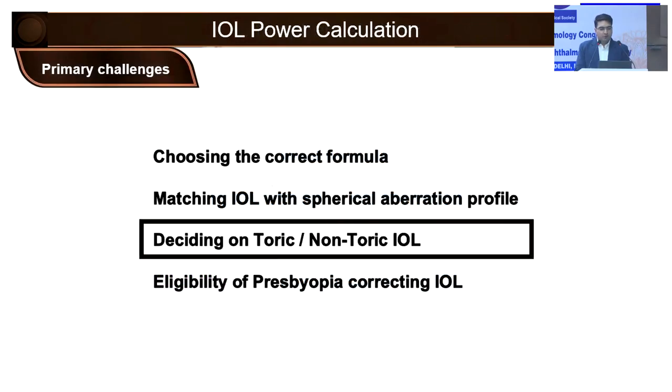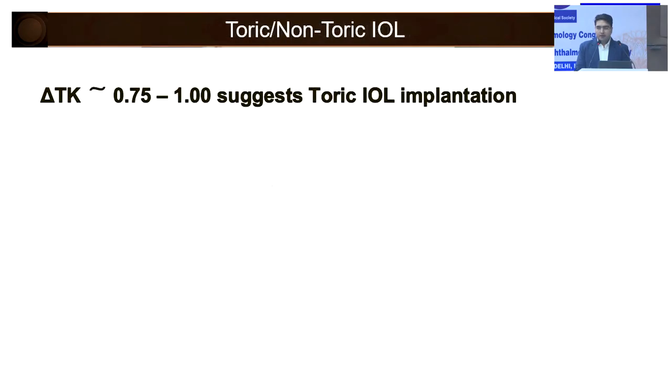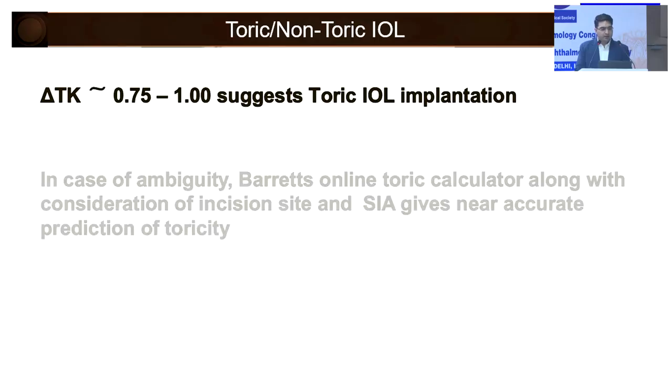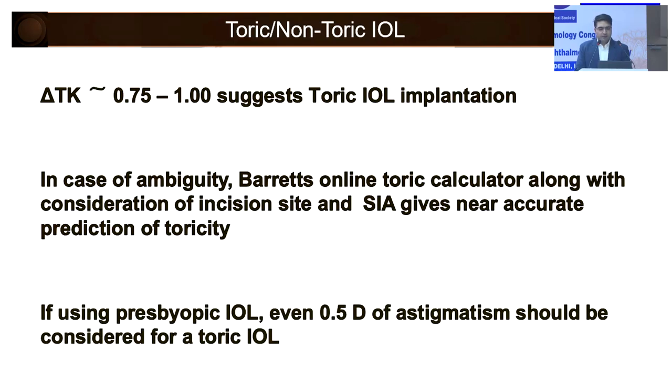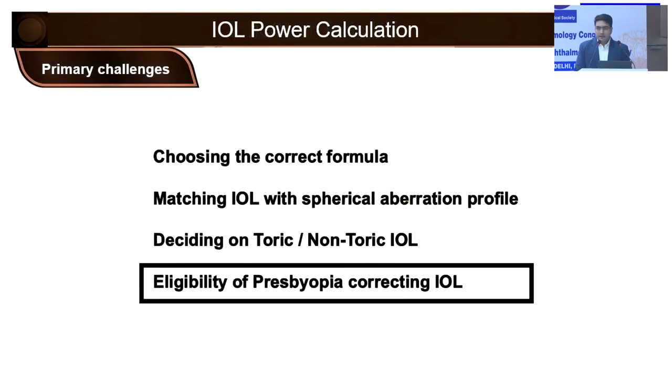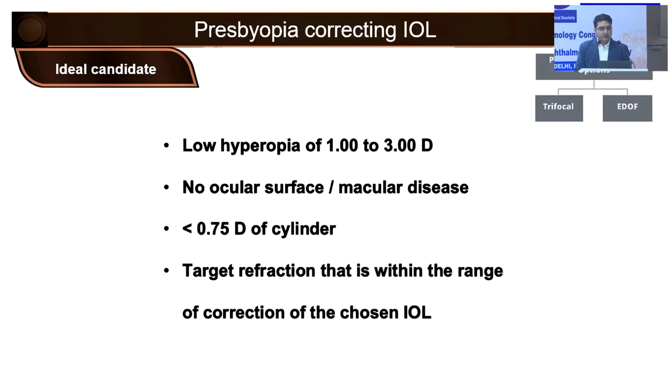Deciding on the toricity or non-toricity of the IOL: if the delta TK is 0.75 to 1, it suggests toric IOL implantation. In case of any ambiguity in day-to-day practice, Barrett's online toric calculator, along with consideration of the incision site and the SIA, gives a near accurate prediction of toricity. If using a presbyopic or accommodative IOL, even 0.5 diopter of astigmatism should be considered for a toric IOL.